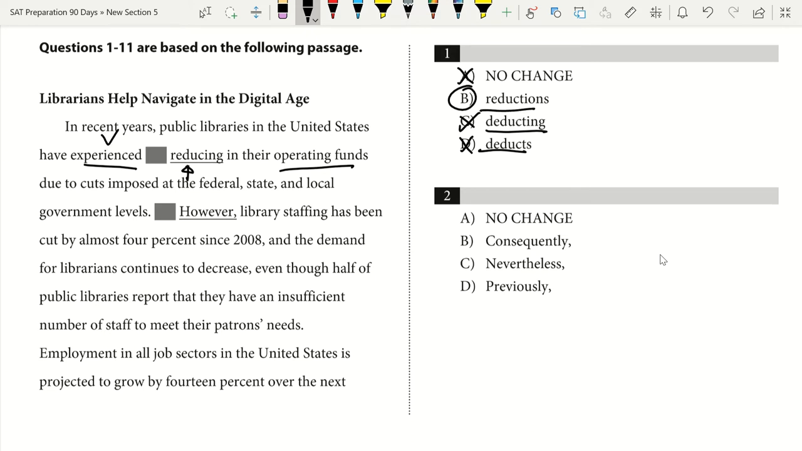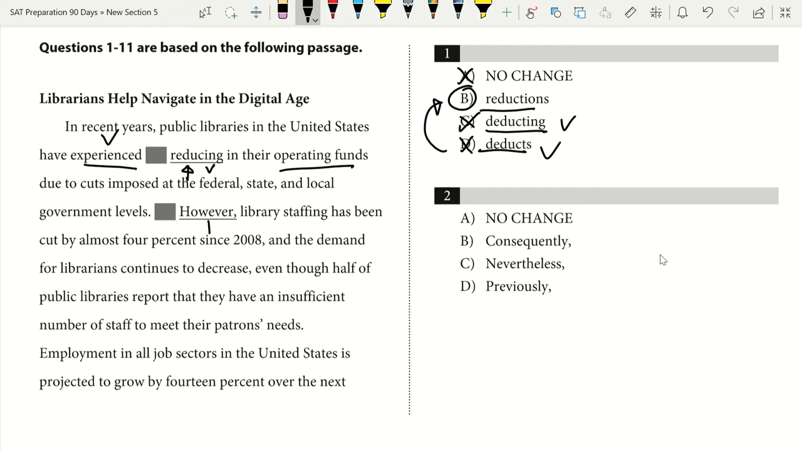Experience here is a verb. We don't want to have two verbs next to each other, okay? Experienced and reducing would both be verbs. Same if we were to say deducting, those would both be verbs. We want a verb and then not another verb, okay? So those are wrong as far as D versus B. We would say they've experienced reductions, not deducts, because deducts is also a verb, okay? So the only option there that isn't a verb is B. B is our correct answer.